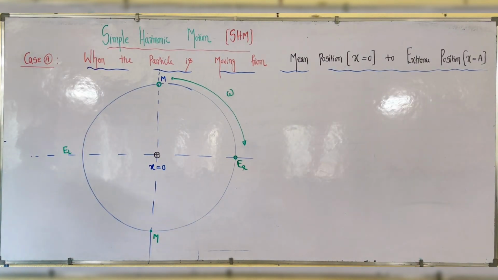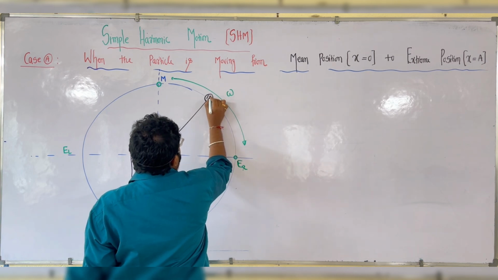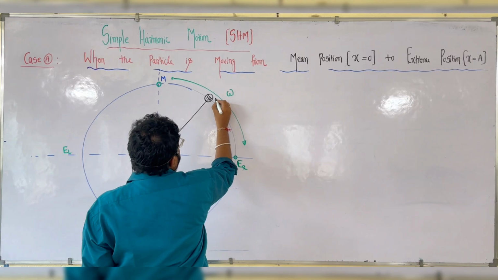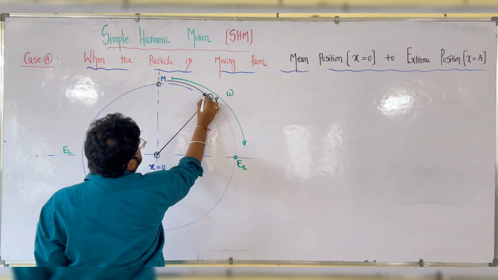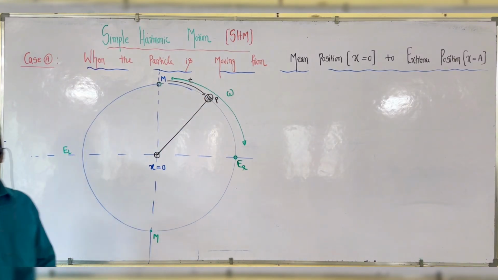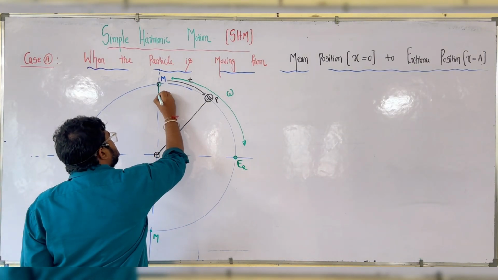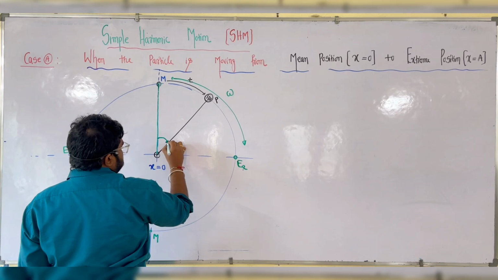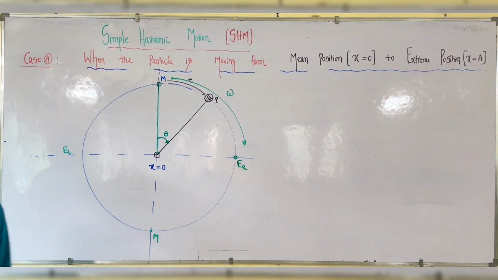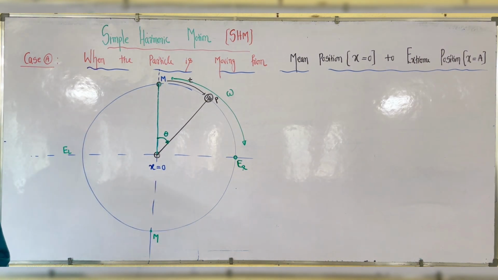Clear? After time t, the particle attains the position P. This is the position P, after time t seconds. So during this, what is the angle from here to here? Theta. The particle starts from the mean position. Mean position to extreme position.